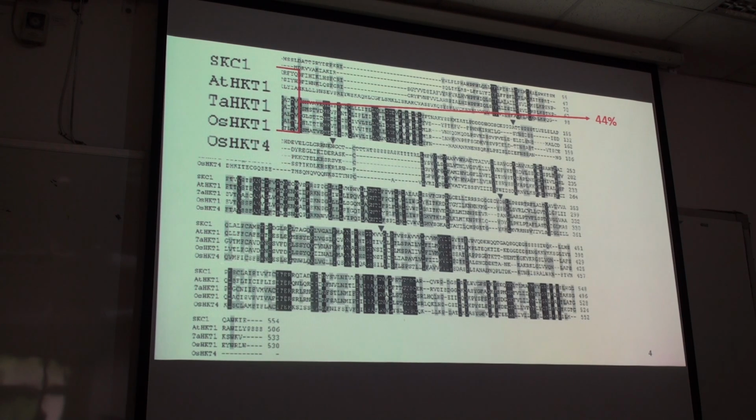Then they aligned SKC1 to the other 4 HKT genes, and found that SKC1 has 44% identity to OsHKT1. So they also assumed that OsHKT1's function is to regulate the potassium and sodium ion contents in the plants.